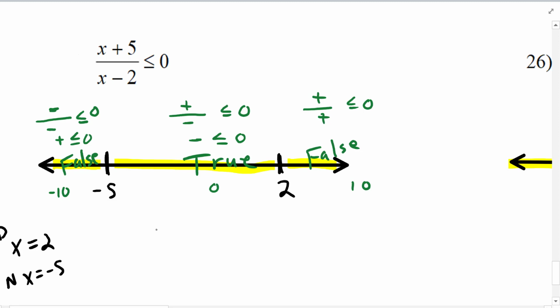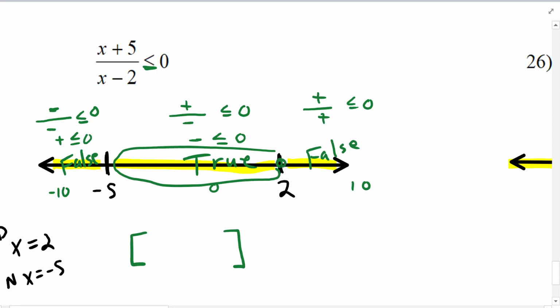So for writing the domain, and remember, solid line, square bracket, except for when the square bracket would involve an infinity and you can't touch infinity. So because this is the region and it touches both of those values, we have -5, 2, and that is the domain.